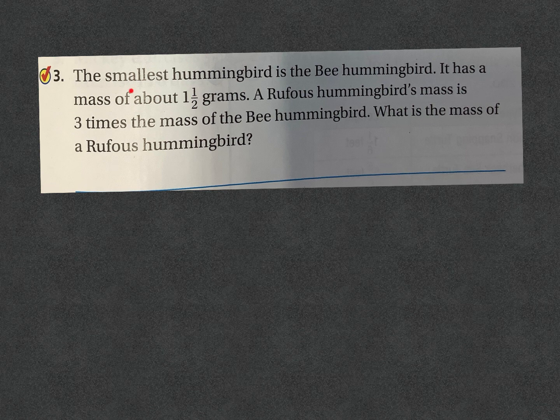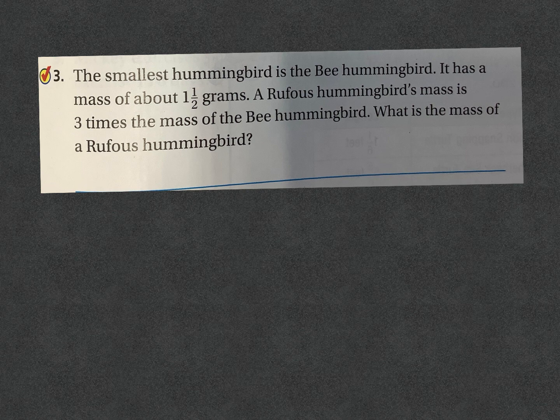And now that I'm very disturbed by an almost 9-foot long lizard, let's see what else I can learn. The smallest hummingbird is the bee hummingbird. It has a mass of about 1 1/2 grams. A gram measurement is similar to the weight of a paper clip. Tiny. So this is 1 1/2 grams, like a paper clip and a half. That's really small. A rufous hummingbird's mass is 3 times the mass of the bee hummingbird. What is the mass of the rufous hummingbird?